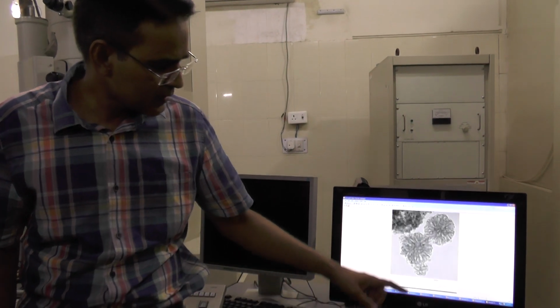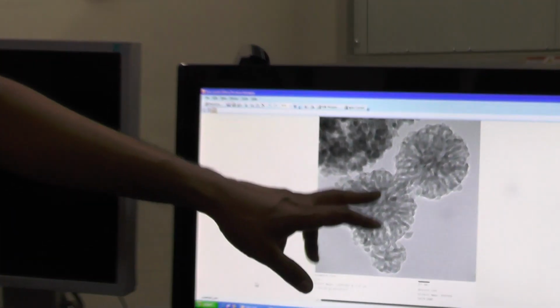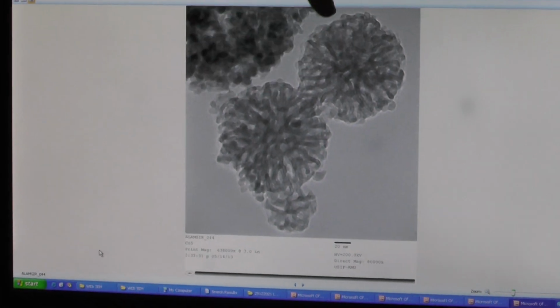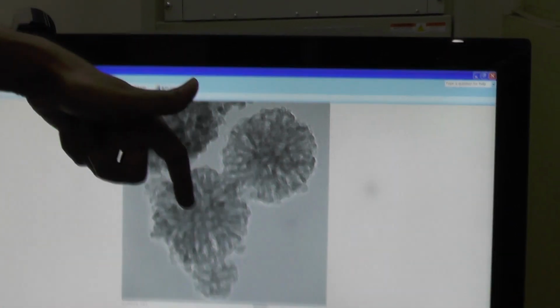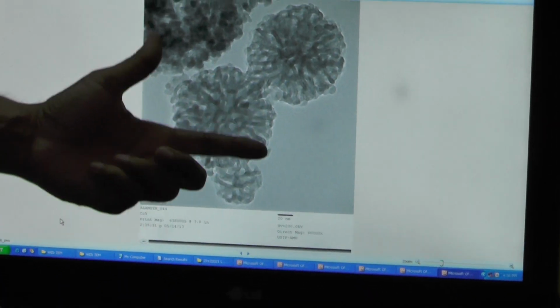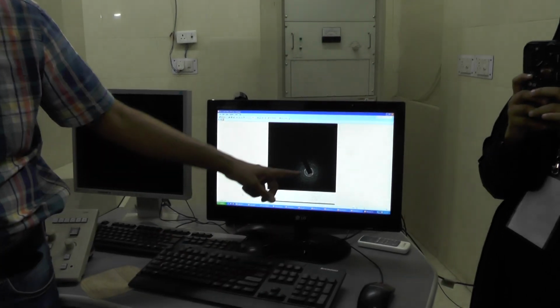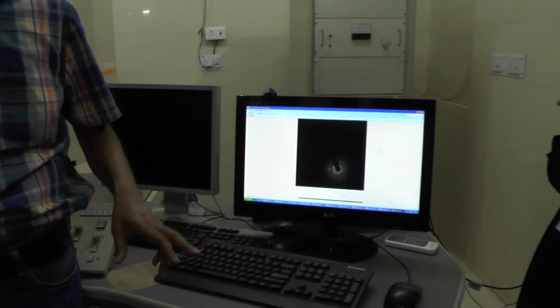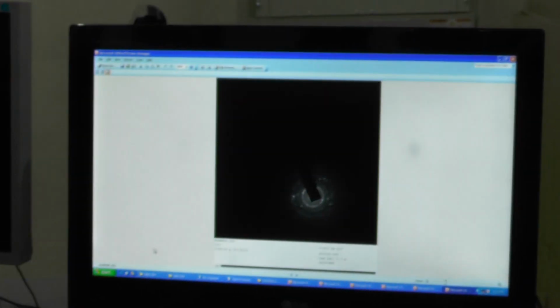So similarly, we have some other porous types of nanoparticles in which we can see different pores. The particles are quite large, but it is a porous type of material in which there are different pores we can see. This is the image. This image is called the selected area electron diffraction image.